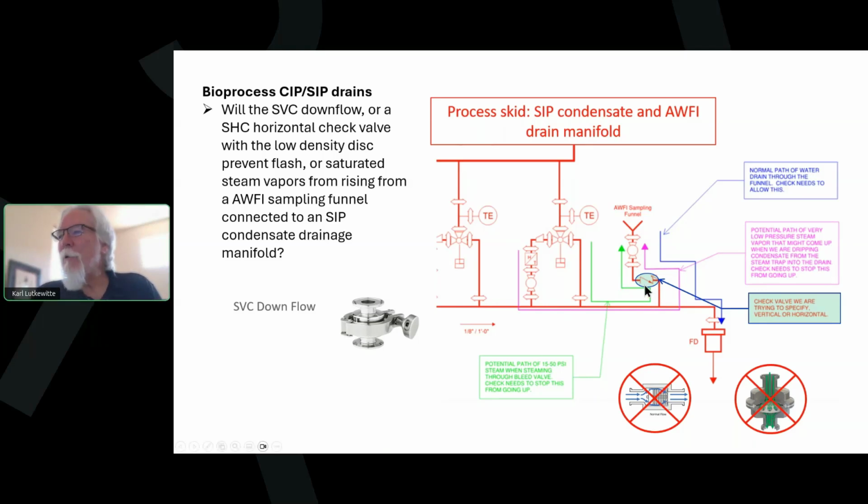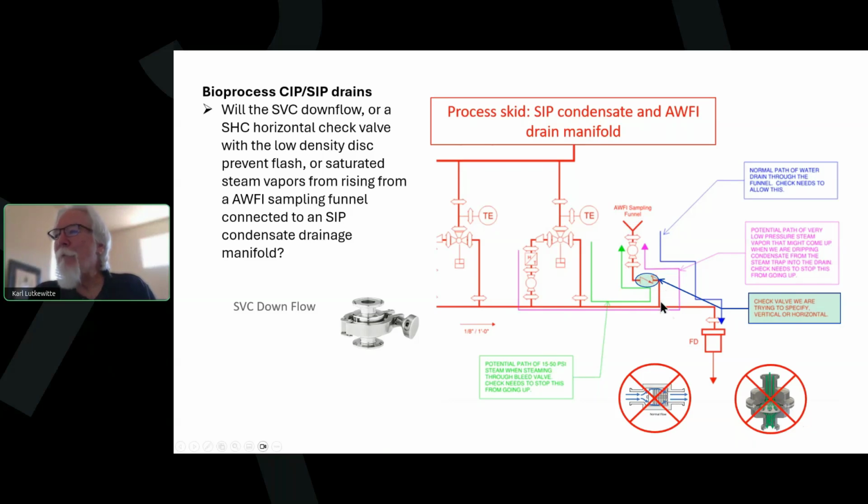You cannot use a spring-loaded check valve here because I'd have a dead leg, again for the reason that we described earlier. With spring-loaded check valves, there's always going to be a dead leg above the disc because of the spring loading. So he couldn't use that. He wanted to use our SVC downflow, and that would work. The ambient WFI would drain beautifully through that.